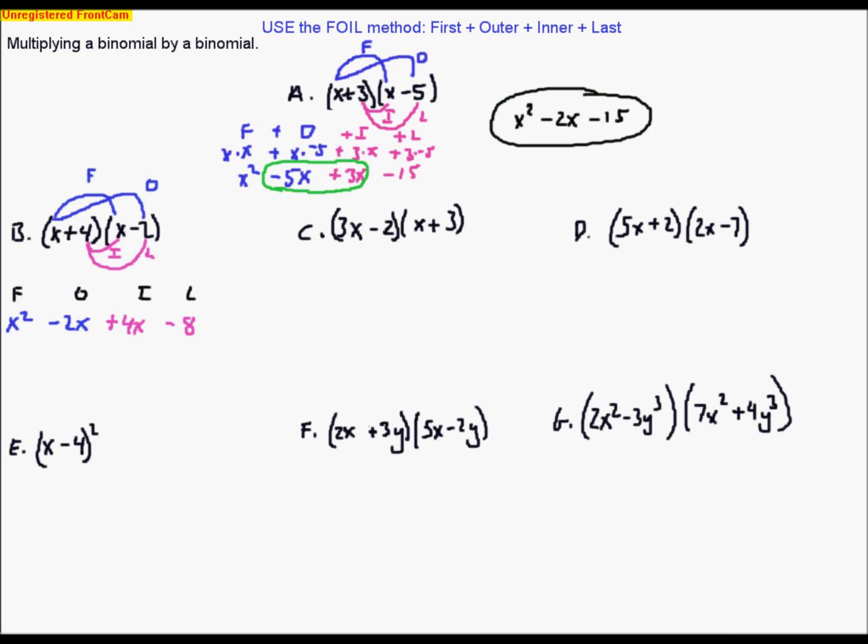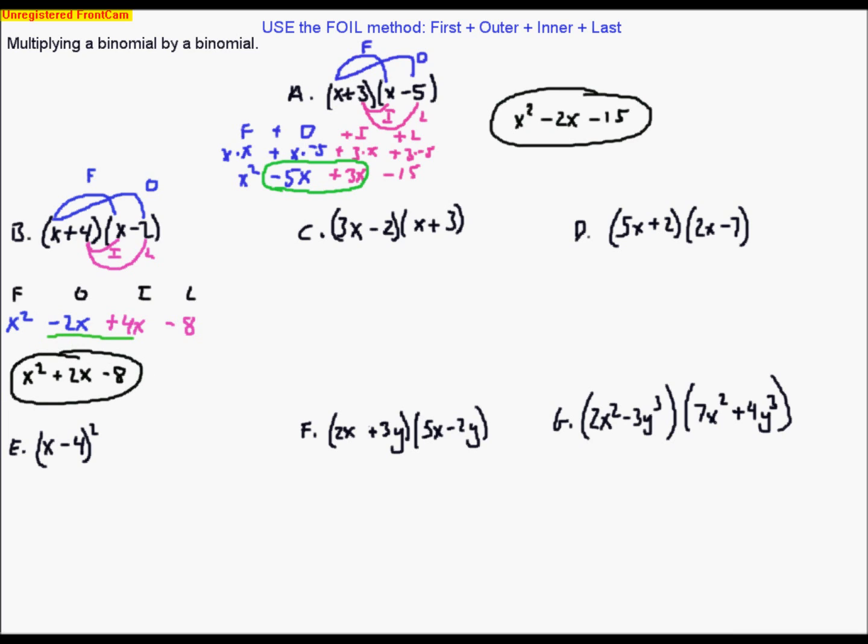So now I'm able to collect a couple like terms here. They have the same variable raised to the same power, so I'm left with an x squared. Here I have a positive 2x, and I bring down that negative 8. And there's the answer.